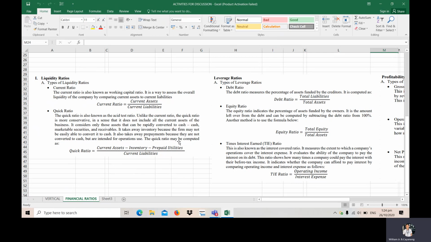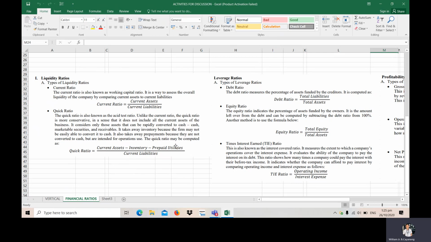So the quick ratio may be computed as current assets less inventory less prepaid utilities. So it's the same as the current ratio. It's just that it only considers quick assets, or current assets. Inventory and prepaid utilities are not quick assets, because we have inventories that are slow-moving, so they are not easily convertible into cash. Same with the prepaid utilities. When we have prepayments, they are not liquid, as compared to cash, marketable securities and accounts receivable.